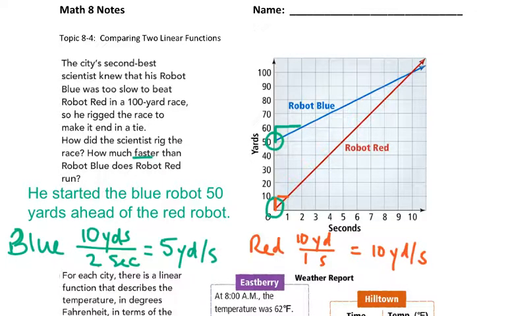So the question was how much faster? Red is 2 times faster than the blue. Again, red is 2 times faster than blue.